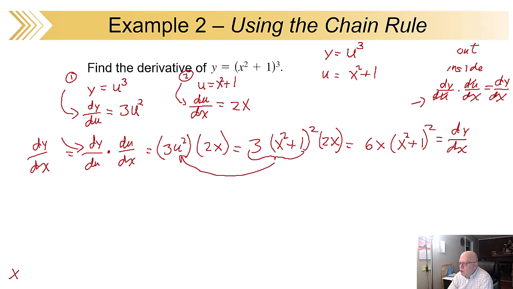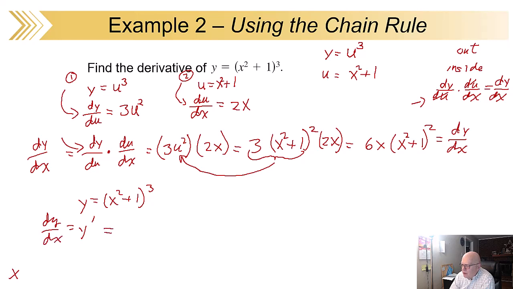Now, what's the other way that I sometimes do? Now, if you understand this, you might ignore this next part. So I'm going to start again. Y equals x squared plus 1 cubed. How do I get y prime, also known as dy dx?